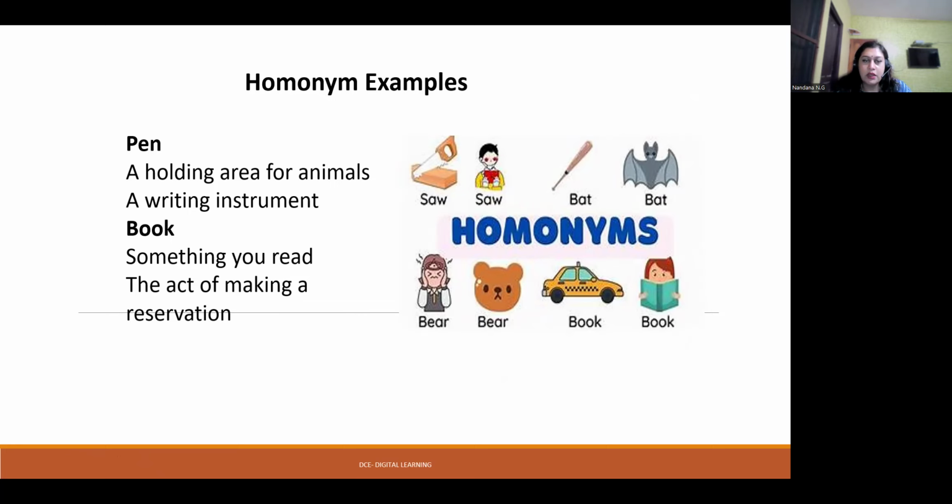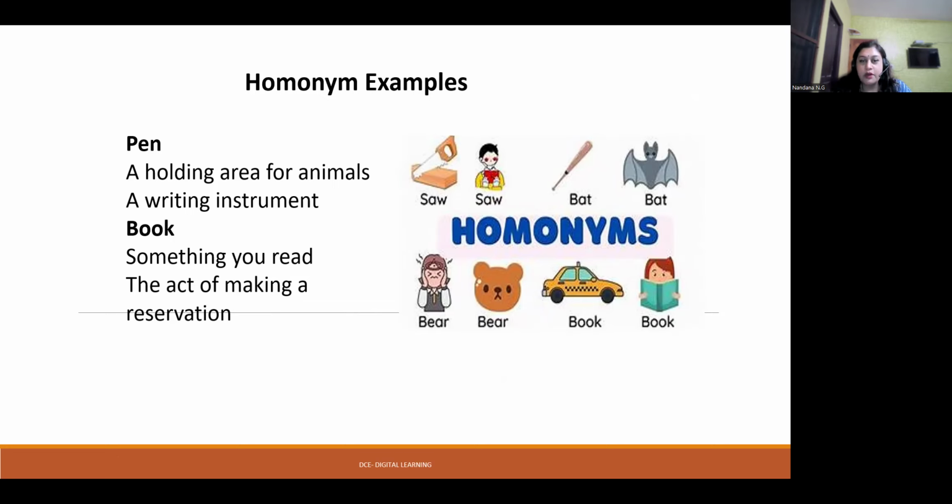One is a holding area for animals, and the other is the most commonly known use as a writing instrument. The second one, book. The book is something which you read, and also the act of making a reservation. For example, I read the book yesterday, the first meaning, and in the second one, I booked the cab, or I booked tickets for tonight's movie show.